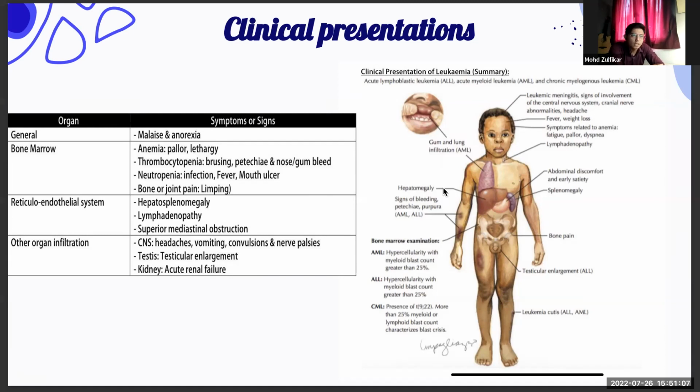And if there is other organ infiltration, such as the central nervous system, the patient will have headache, vomiting, convulsion, and nerve palsies. If the testis is involved, there will be testicular enlargement. And if the kidney is involved, the patient might have acute renal failure. So next slide.